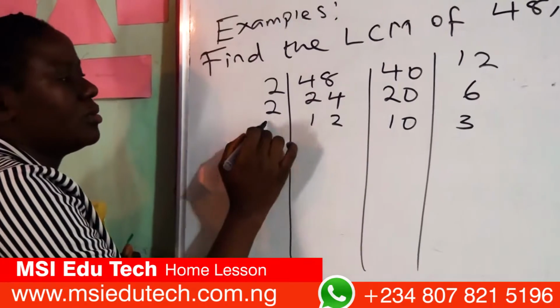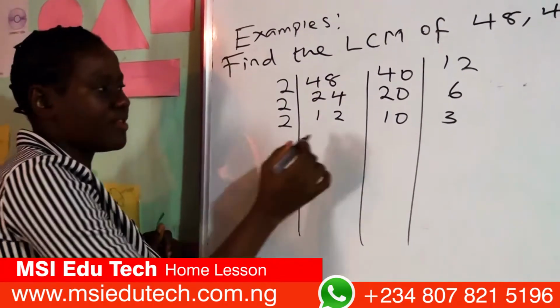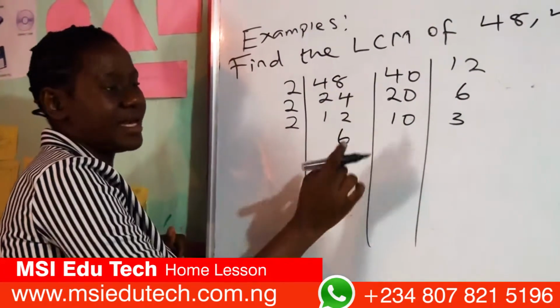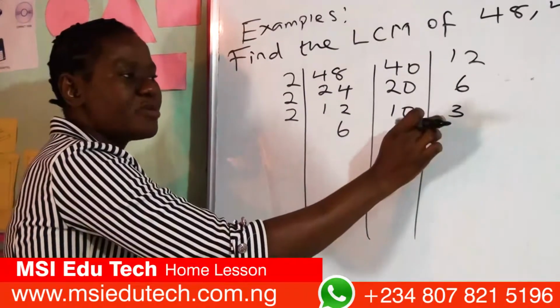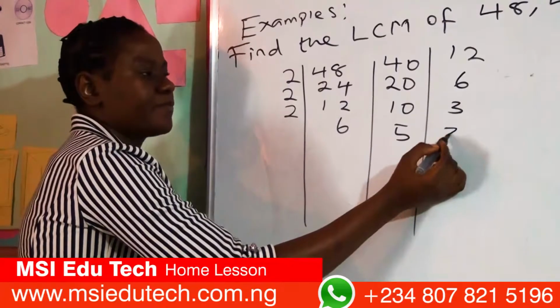2 could still go. How many 2 can we find in 12? 6. How many 2 can we find in 10? 5. How many 2 can we find in 3? None. So we put down this 3 again.